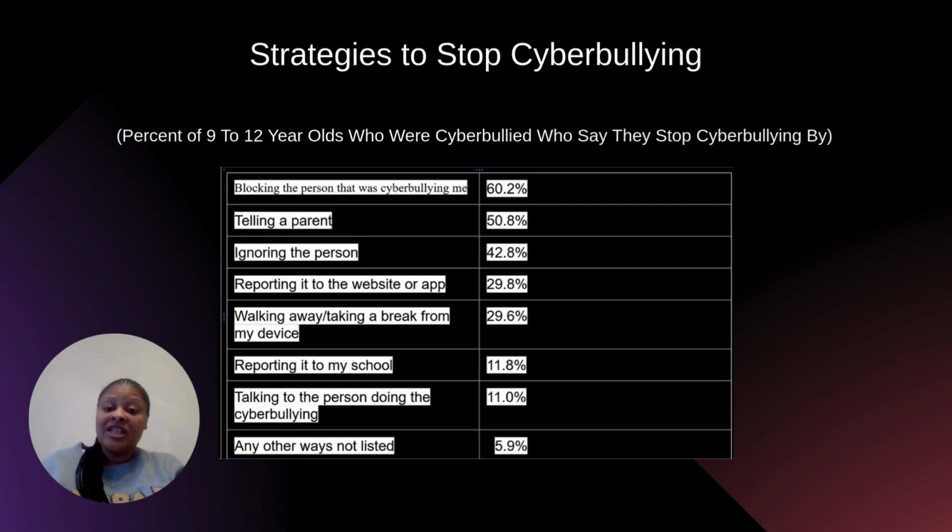29.6% of those children 9 to 12-year-olds who were cyberbullied walked away or took a break from the device. 11% of those children talked to the person who cyberbullied them. 11.8% of those children reported it to their school. 2% of those children did nothing.